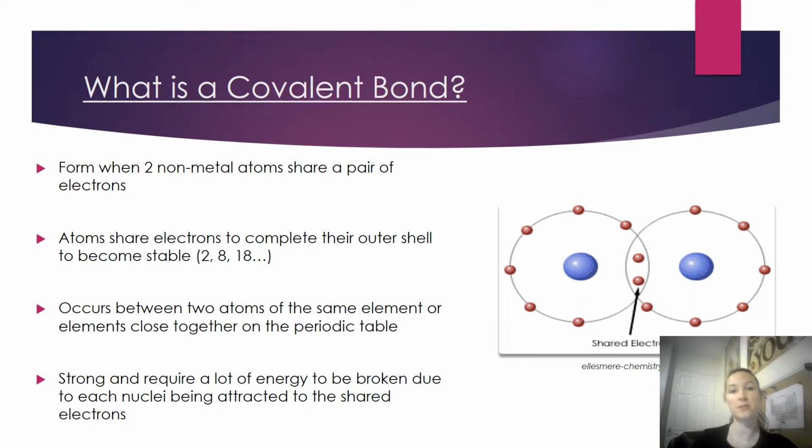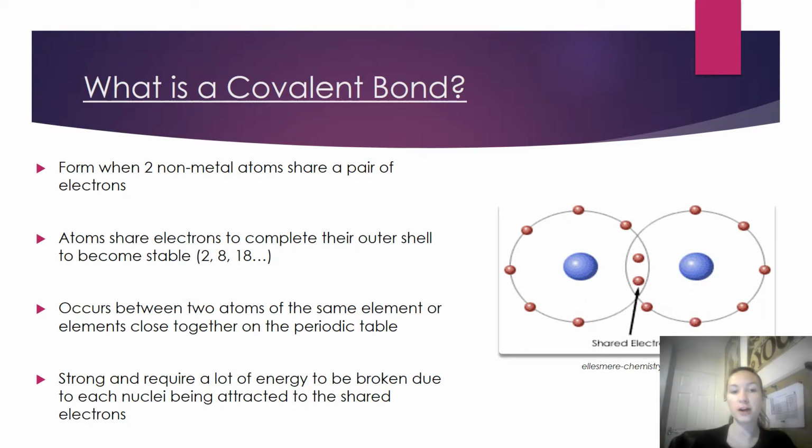Most of the atoms have an incomplete outer shell, which means they're unstable, and to become stable, they follow a rule called the octet rule, which means they need 8 electrons in their outer shell. There are a few exceptions to this rule, such as hydrogen, which only has a single electron shell and can only hold 2 electrons. The covalent bonds that are formed between these atoms are usually strong due to the nucleus being attracted to the shared electrons.